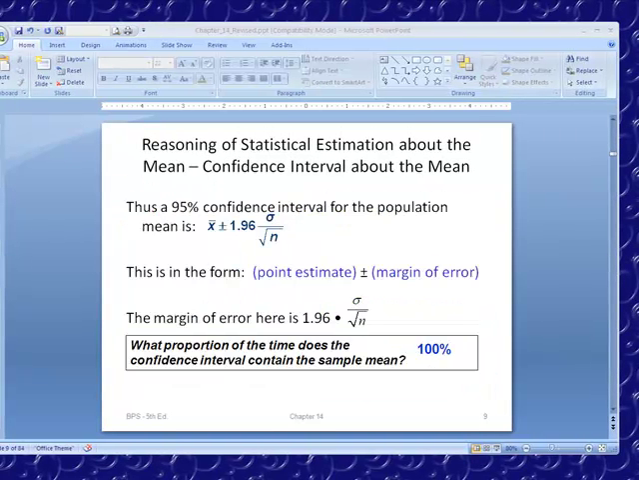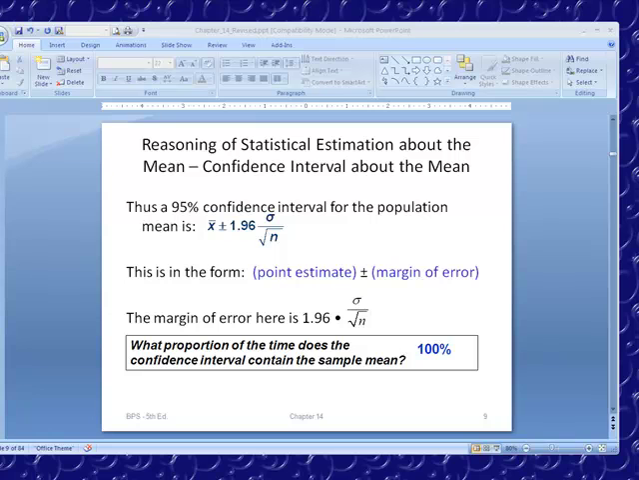So in making the 95% confidence interval, you would say the mean that you calculated in your sample plus or minus 1.96 times sigma over the square root of n. So you do this product and subtract it from your mean, then you take that product and add it to the mean so that you get an interval.